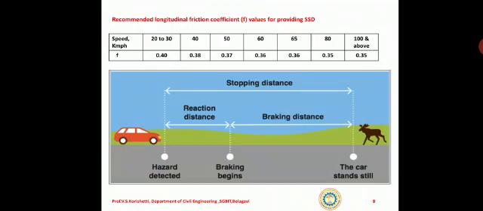Then these are the recommended longitudinal friction coefficient values for providing SSD. You can see from this table that if I go on increasing the speed, there is a decrease in the coefficient of friction value. That is what has been suggested by the IRC, and here is a simple pictorial representation where you can understand the stopping distance.